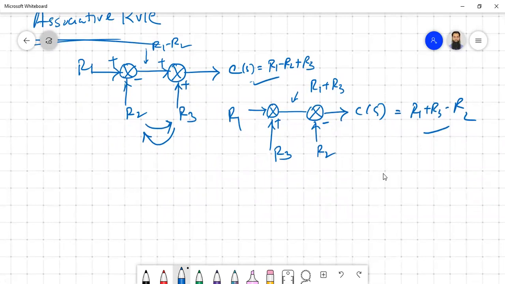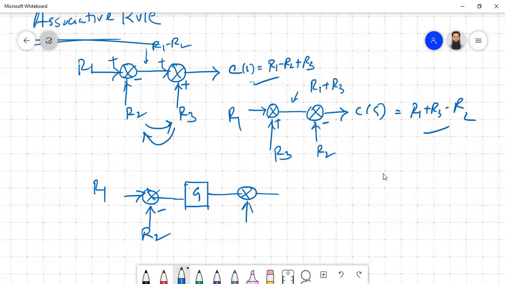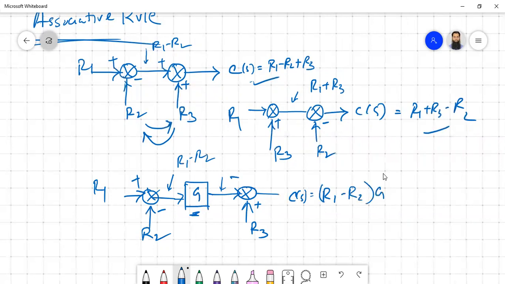But if there is something in between, like maybe a transfer function between the two junctions, in that case it is not applicable. Why not applicable? You just apply the math and you are going to get it by yourself. So this is G, this is your plus, minus, same thing, and then you have R3. What we are going to get here is R1 minus R2 multiplied by G. Then from that one, you have to add R3. So what we get as C(s) is (R1 minus R2) times G plus R3.